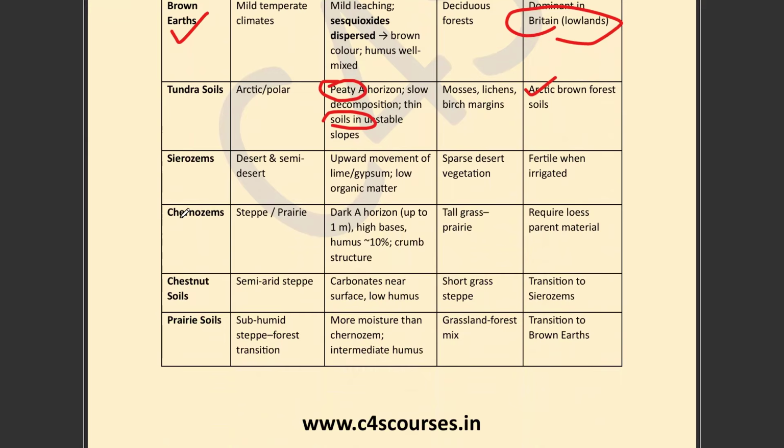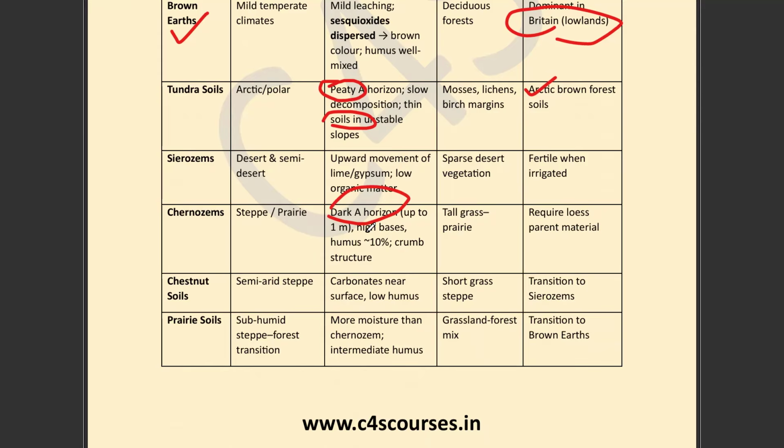Next comes Chernozems. You can see these types of soils in the steppe or prairie areas. We know steppe or prairie areas are related to grass. Here the horizon is dark in nature. I hope you are well aware of the stratification of the soil. So whenever I am talking about any stratification, make sure to visualize the stratification I am talking about.